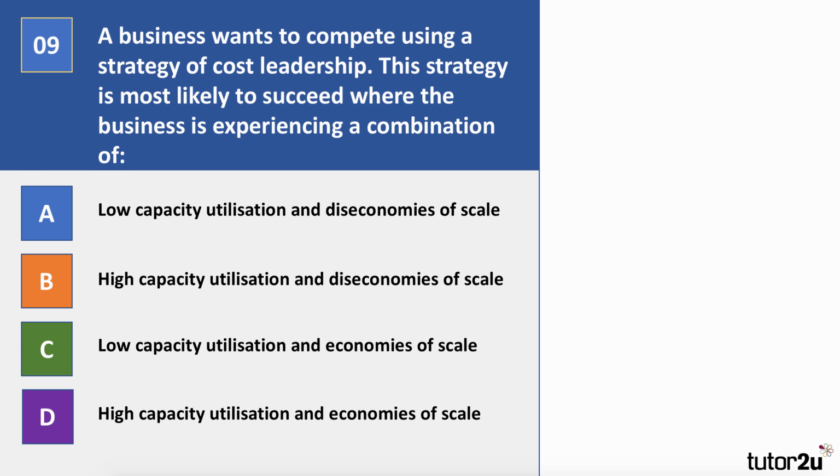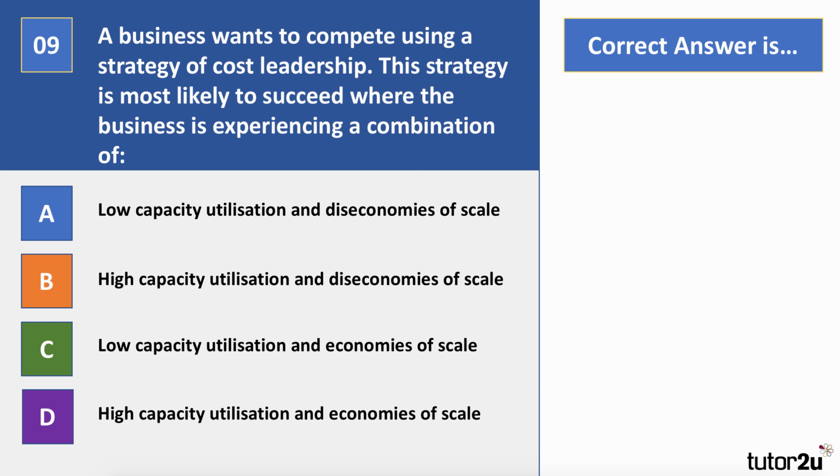Okay, so the business wants to compete using cost leadership. That's Porter's generic strategies. If it's most likely to succeed, what is the right combination? Well, the answer is D. Why is that? Well, high capacity utilization would suggest lower unit costs. That's often a feature, isn't it, of high capacity utilization. We're making the maximum use of our productive output. Therefore, we don't have spare capacity. Our costs of production or operations are being spread over as many units as possible. And also, which is good for cost leadership, lower unit costs, and also economies of scale.